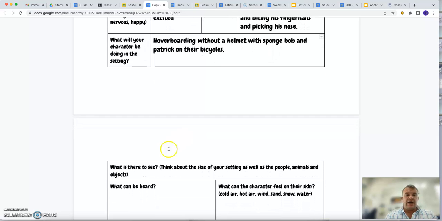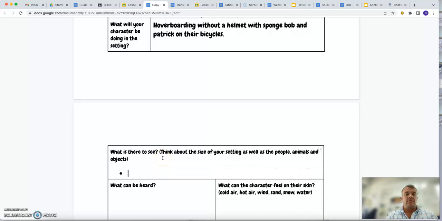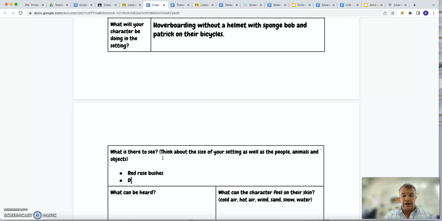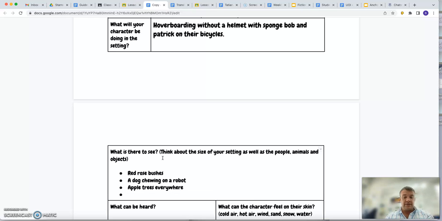Okay? All right. Now, what else can we see in the setting? What else can we see? Is there anything else we can see? What can we see there? All right, there are red rose bushes. Okay, a dog. A dog chewing on a shoe. Chewing on a robot. Apple trees everywhere. And flashing neon signs that say, have you ever tried to rob a bank? That's such a bad question.